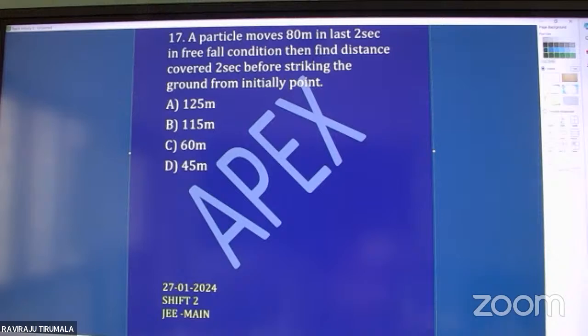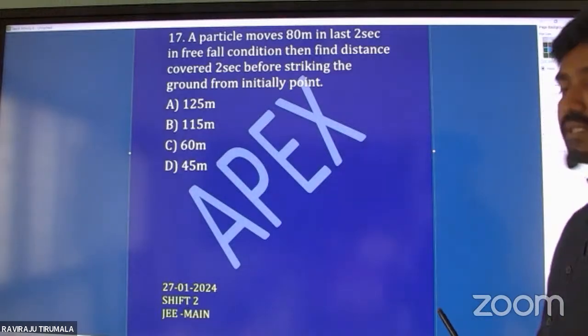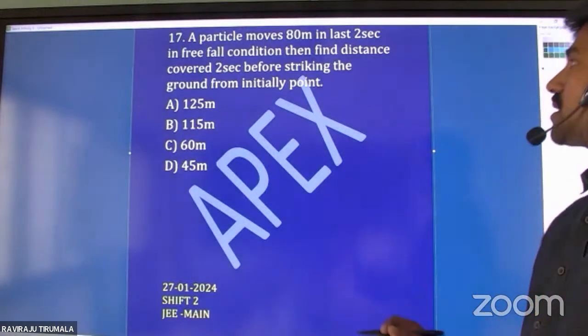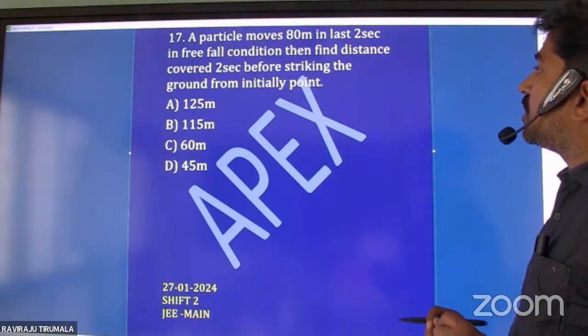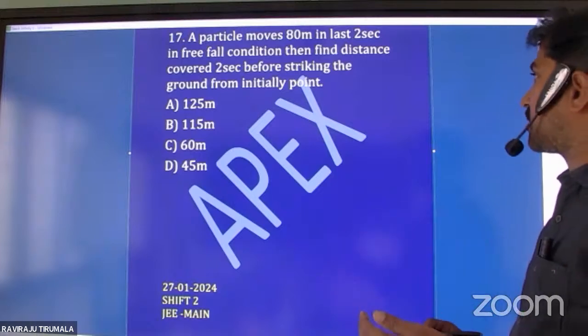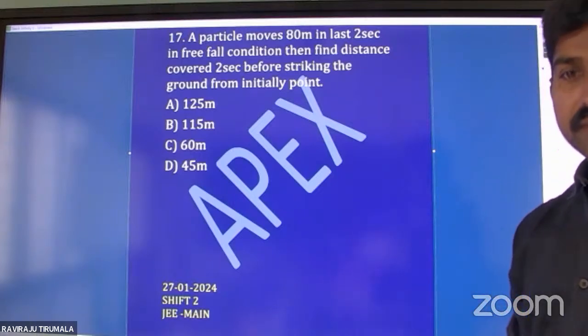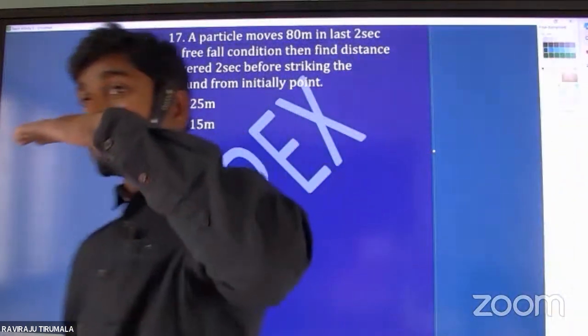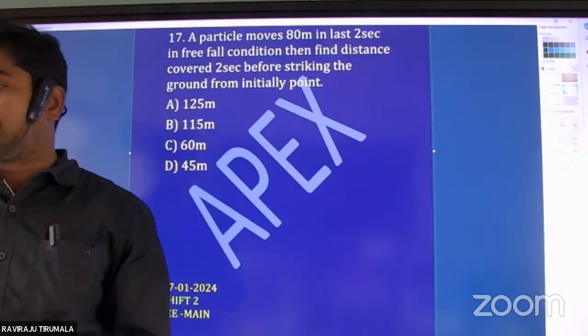Okay, a particle moves 80 meters in the last 2 seconds. In a free fall condition, it is just a freely falling body. The simplest case is given. Then find the distance covered 2 seconds before striking the ground from the initial point. That is, from the top, 2 seconds before, for the last 2 seconds how much is given, and in the earlier time how much does it travel, that is what he is asking.